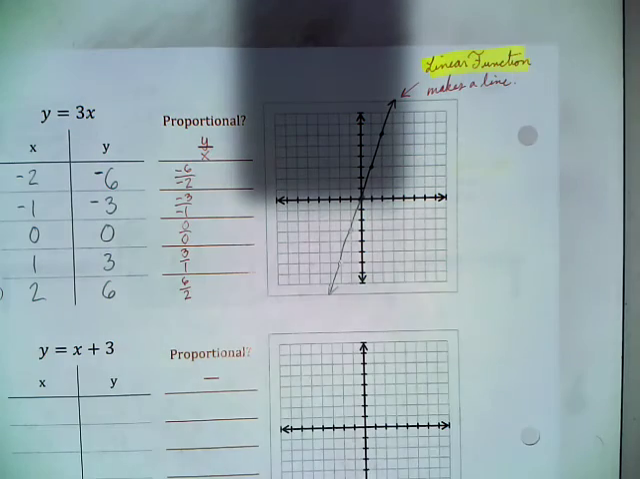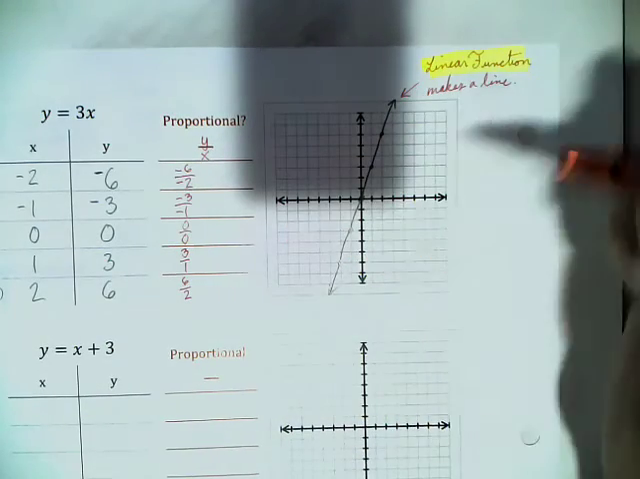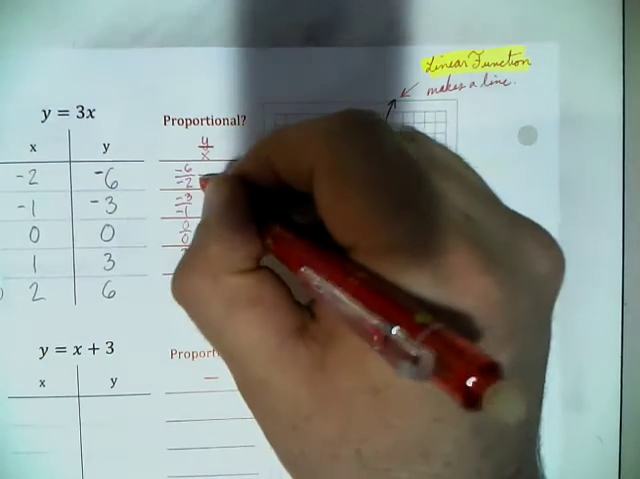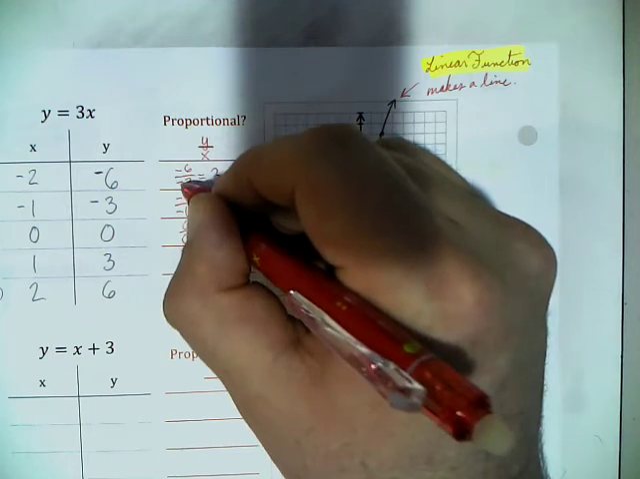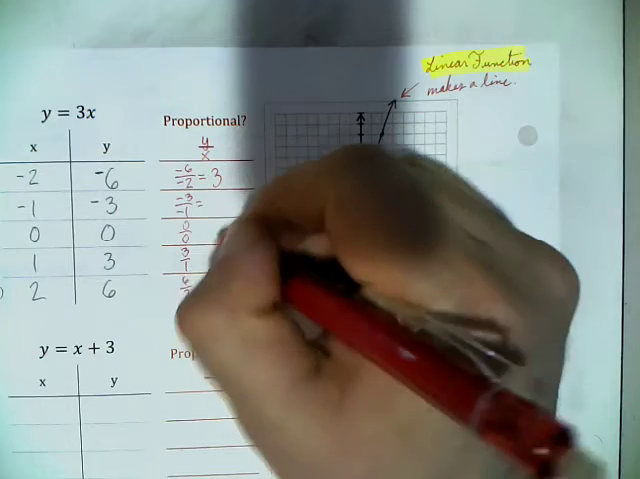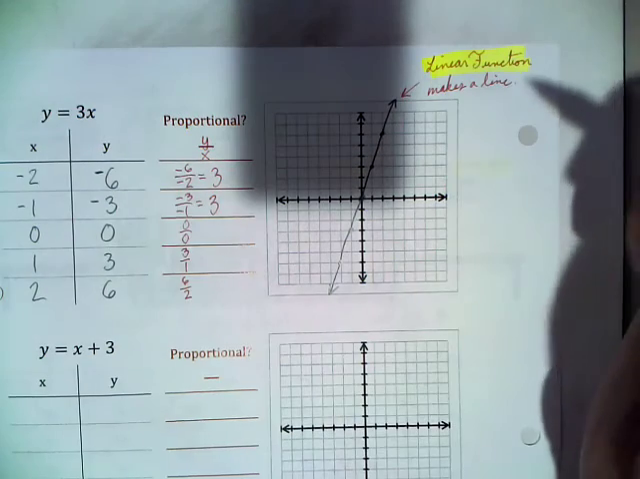So if this is proportional, then each one of these y over x values, each one of these ratios, should equal the same thing. So if we simplify this, 6 divided by 2 is 3, but a negative and a negative will cancel. So it's just 3. 3 divided by 1 is 3, but then two negatives cancel and make a positive.